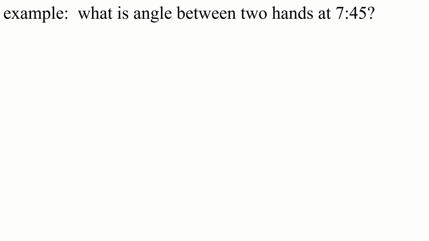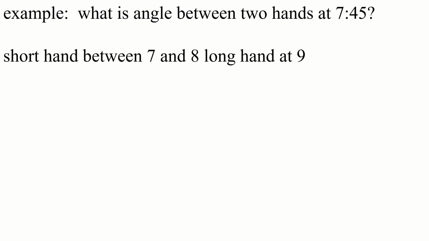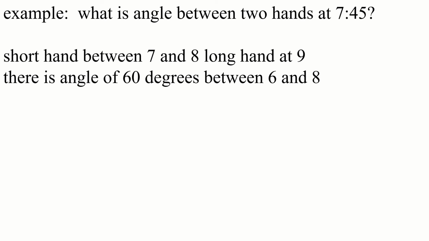Suppose 7:45 time is there. What is the angle between the hands at 7:45? In 7:45, the long hand is on the 9 and the short hand is between the 7 and 8. So between 7 and 9 there is an angle of 60 degrees.